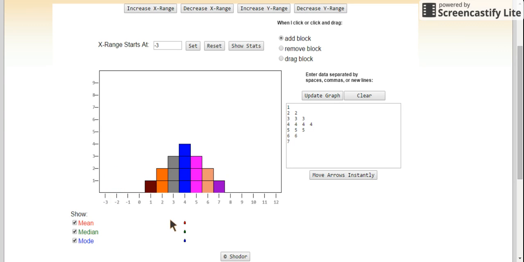Now, what happens if I put a value over here to the left? What do you think is going to happen? Do you think the mean, the median, or the mode will change? All right, let's check it out. Let's add a -3.